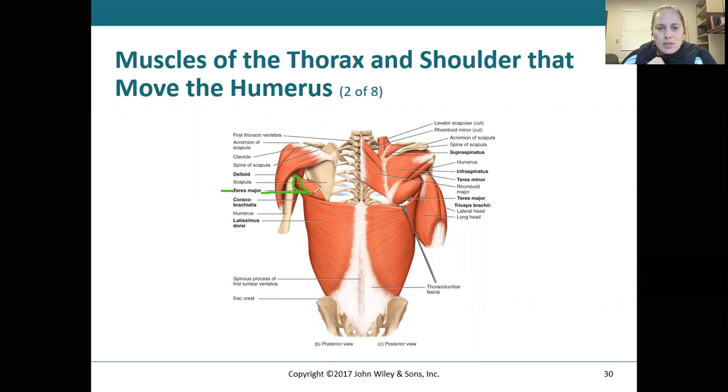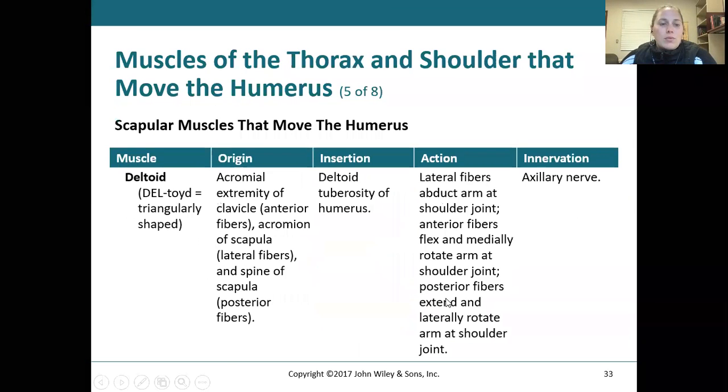So here's your teres major. Right here, you can see its interaction with the scapula and the humerus. And was it infraspinatus, I believe? Yeah, infraspinatus. You can also see that general region. It's hanging out there. So teres major and infraspinatus are going to assist in many of the arm motions for the humerus.